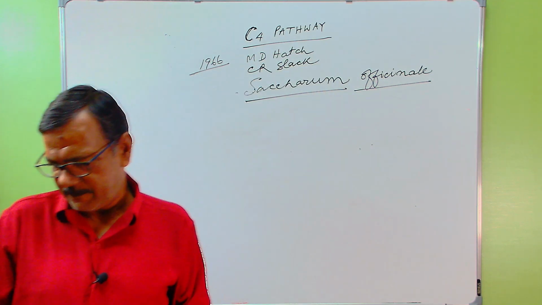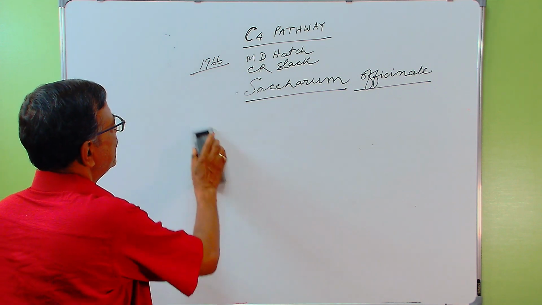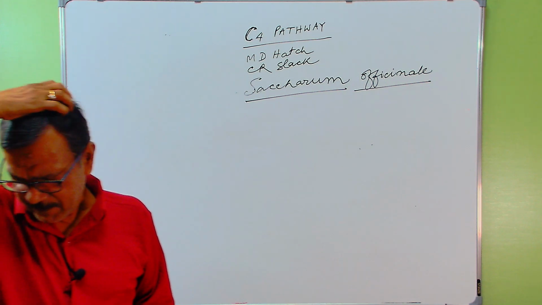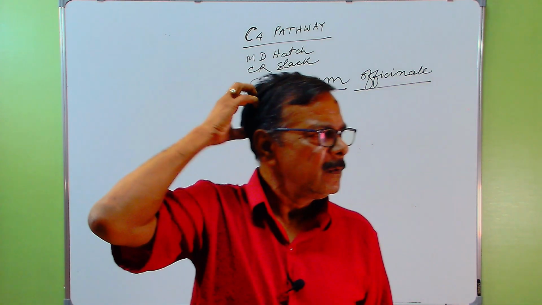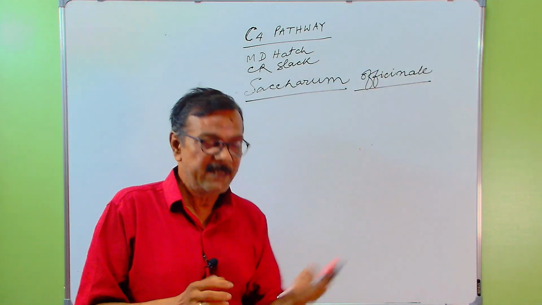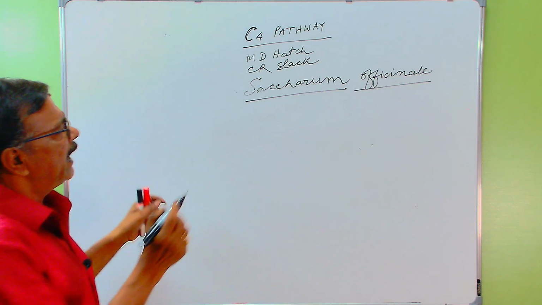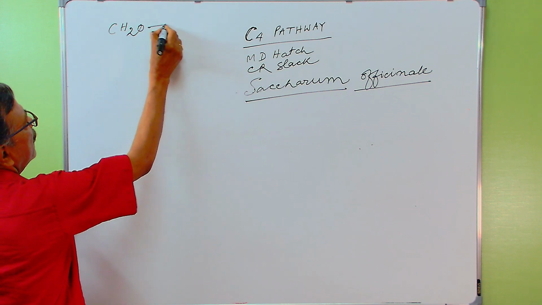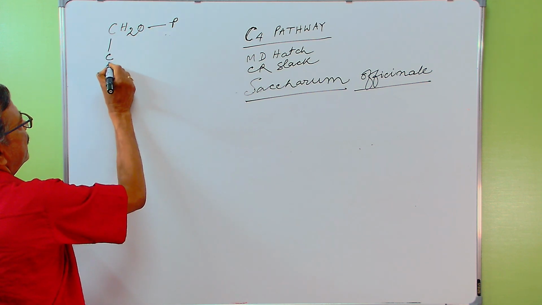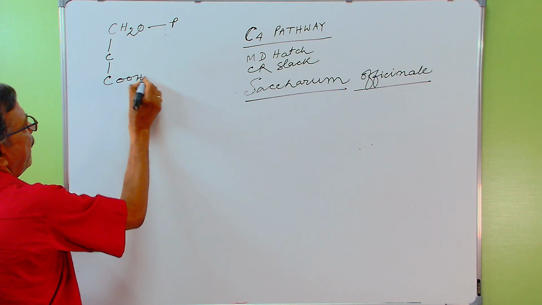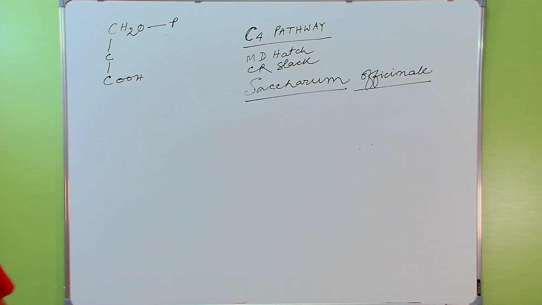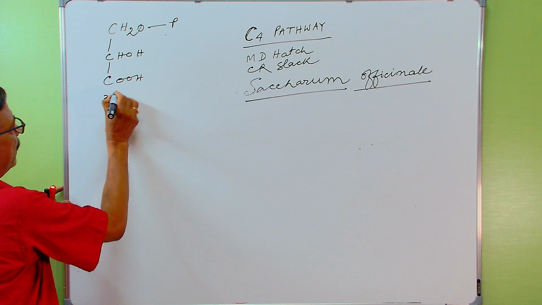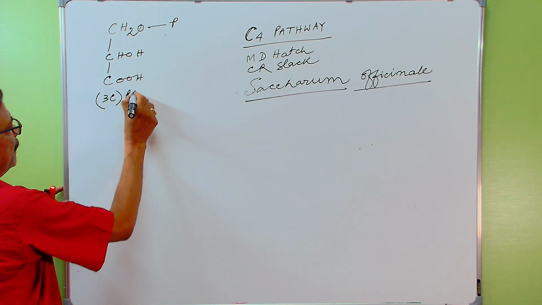What have they reported? They have reported that the first stable compound was PGA. The PGA formula, I have told you, is CH2OP, a 3-carbon compound. This is known as PGA.